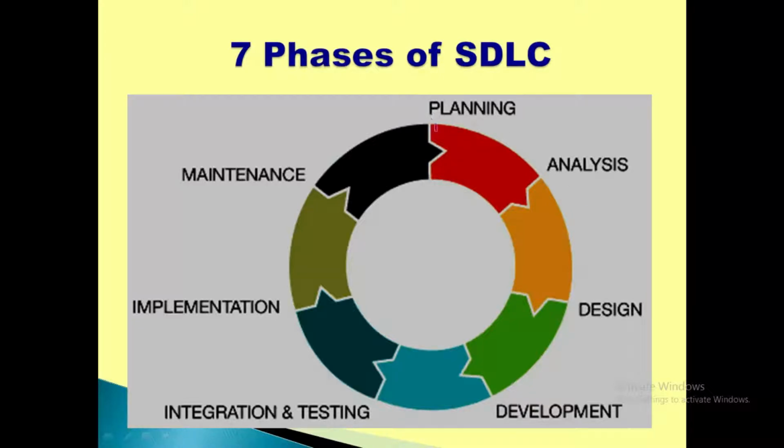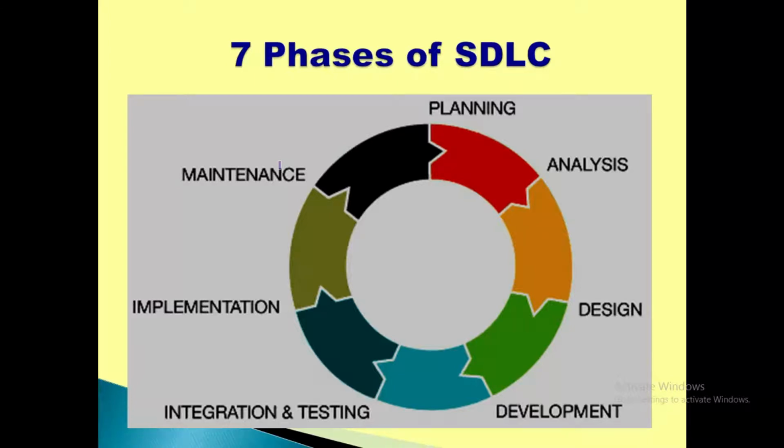Planning is the first phase of SDLC. Second phase is analysis, design, then development, integration and testing is next one, and sixth one is implementation, seventh is maintenance. So we start from planning and go through all these phases and end up at the maintenance phase. So this is how the cycle of SDLC moves.